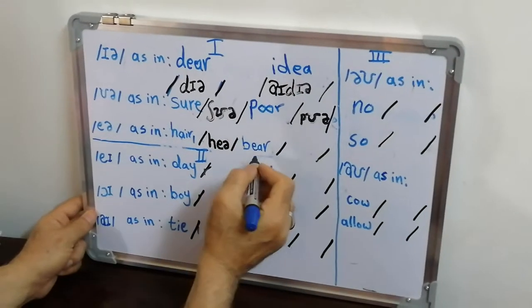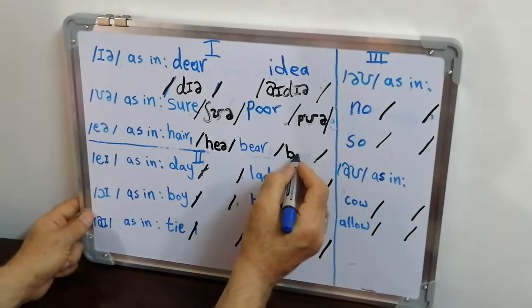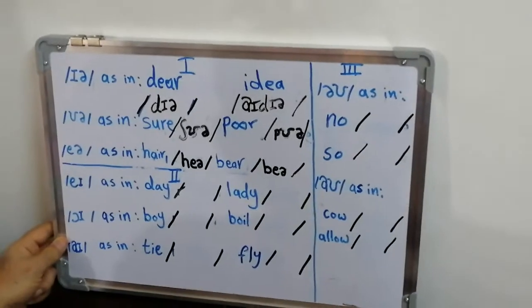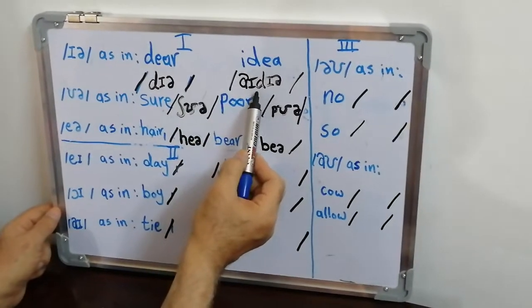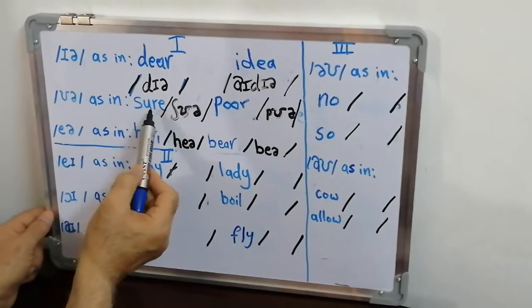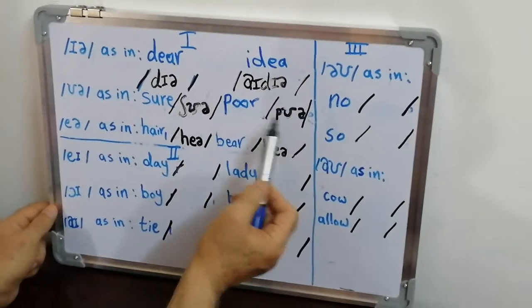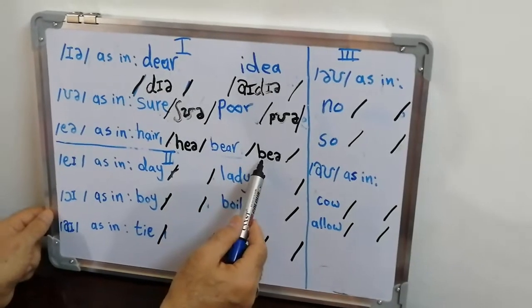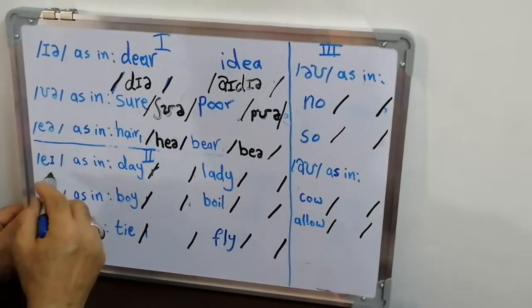Right. What about this one? This is b, b sound, and this is this vowel sound. So I repeat myself. Here we have dear, idea, ear. Here, as in sure, as in poor, poor people, poor, sure, poor. Here, a short one, as in hair, as in b. Okay, this is one group.